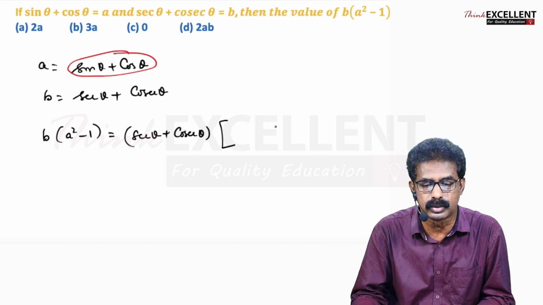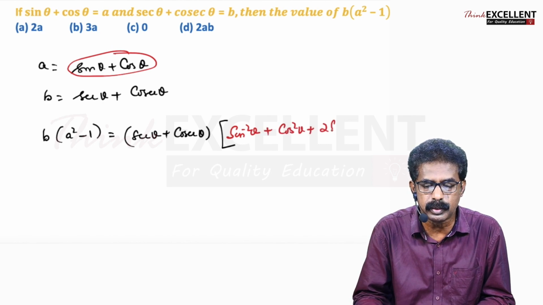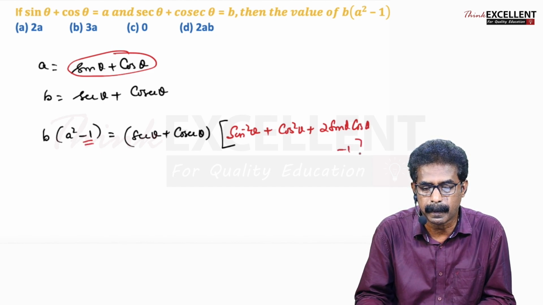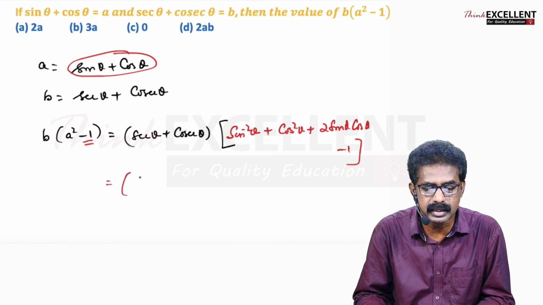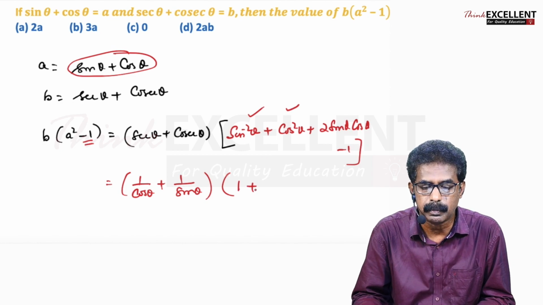A plus b the whole square, so a square plus b square plus 2ab, 2 sin theta cos theta. Then this is a square, then we have a minus 1. So secant theta is 1 by cos theta plus cosecant theta is 1 by sin theta, into sin square theta plus cos square theta is 1, plus 2 sin theta cos theta, then we have a minus 1.